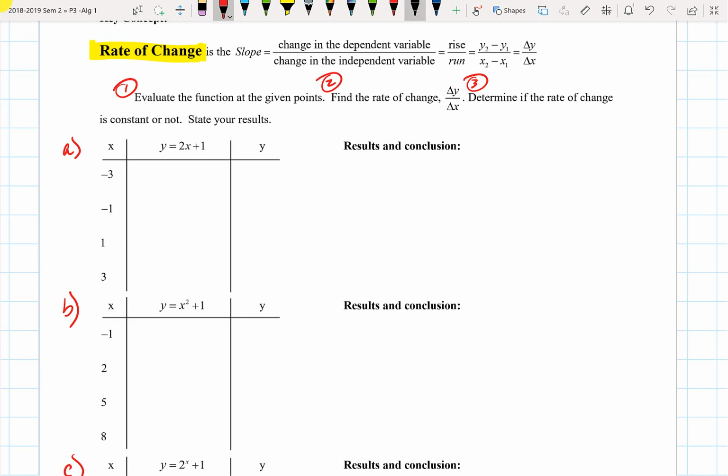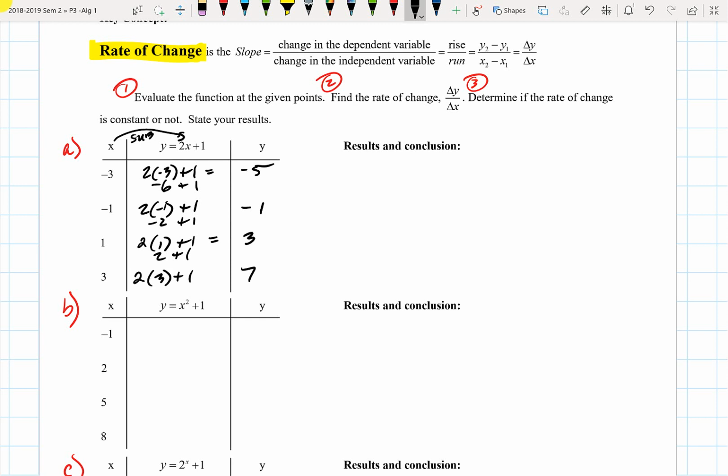So let's evaluate first, and let's go back to basics. So y is equal to 2 times x plus 1. You have to substitute x in. That's how you evaluate any function, right? So 2 times negative 3 plus 1 is negative 6 plus 1, or negative 5. 2 times negative 1 plus 1 is negative 2 plus 1, or negative 1. 2 times 1 plus 1 is 2 plus 1, which is 3. And then 2 times 3 plus 1 is 6 plus 1, or 7.